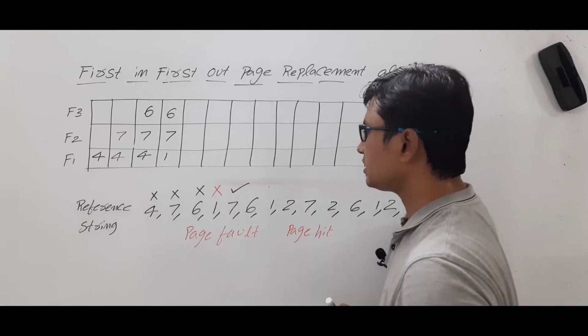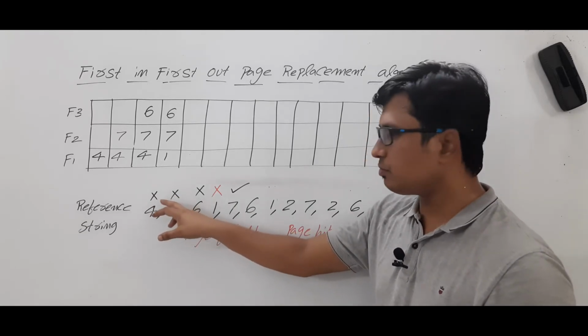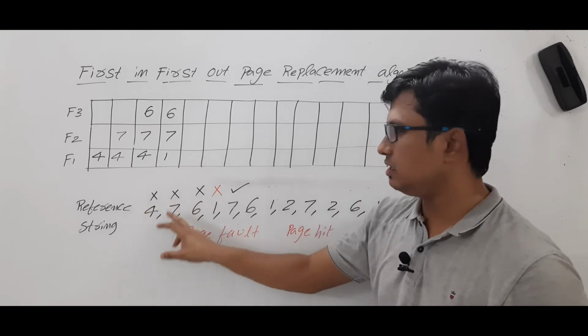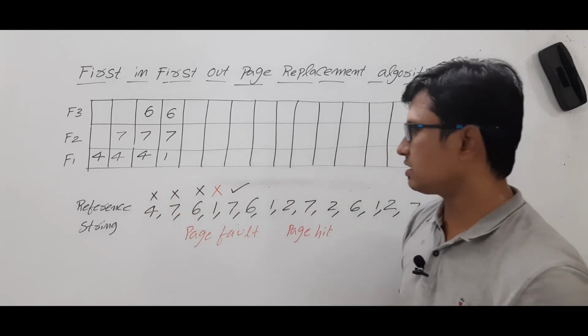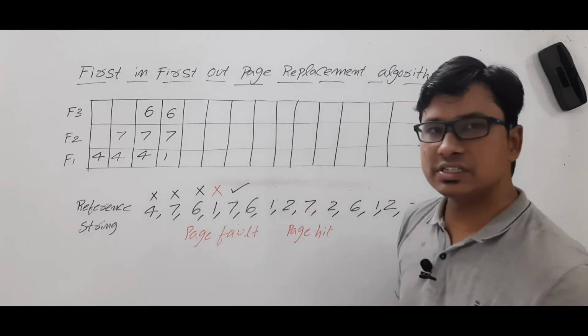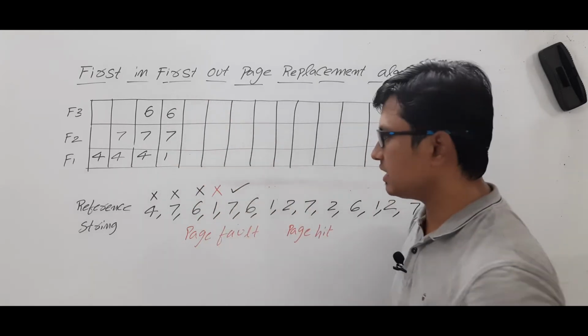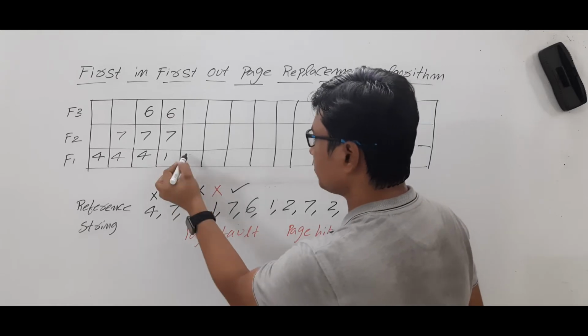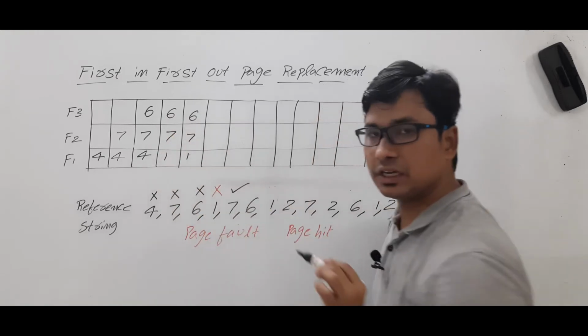Are you able to understand? For understanding purposes, I am keeping the page fault as a cross and the page hit as a tick mark. Now page number 6. Is page number 6 available in the main memory? Yes. So now look here, after the page hit, currently 1, 7, 6 are the only ones there.